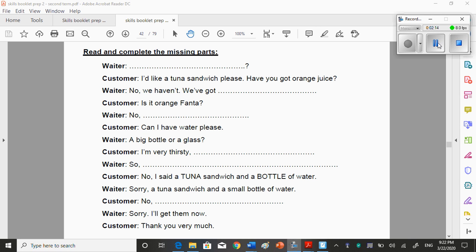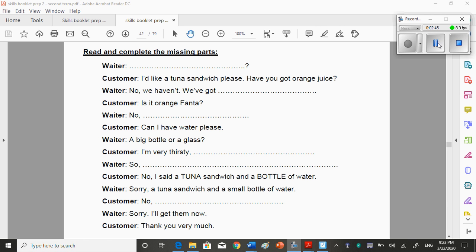Then the waiter said, no, it's lemon. Because he said orange, and he said no, this means that there is no orange, and we have to guess another thing. Then he asked, a big bottle or a glass? The customer said, I'm very thirsty. So we may complete by saying a big bottle, please, because we need to be polite.